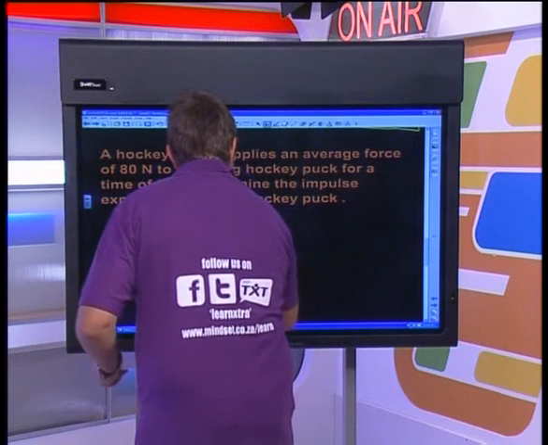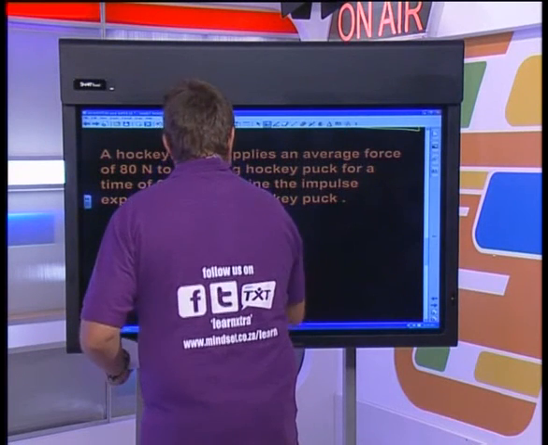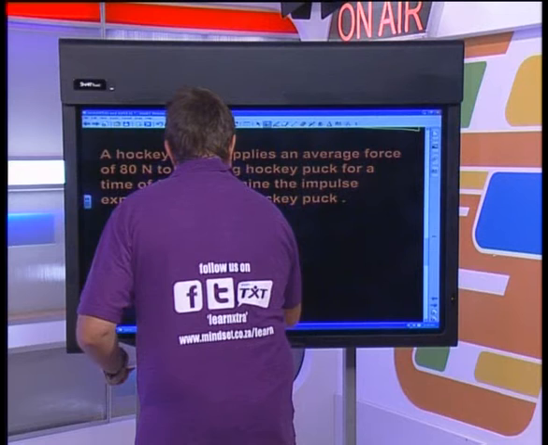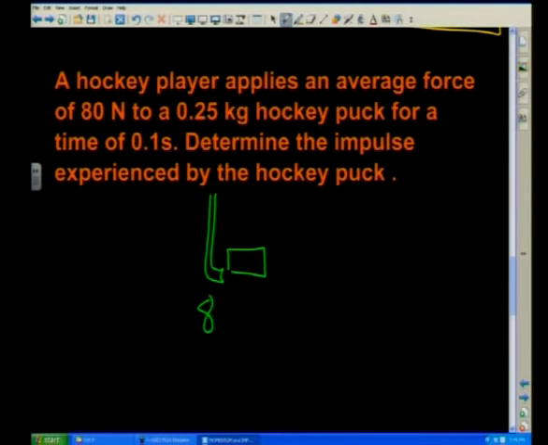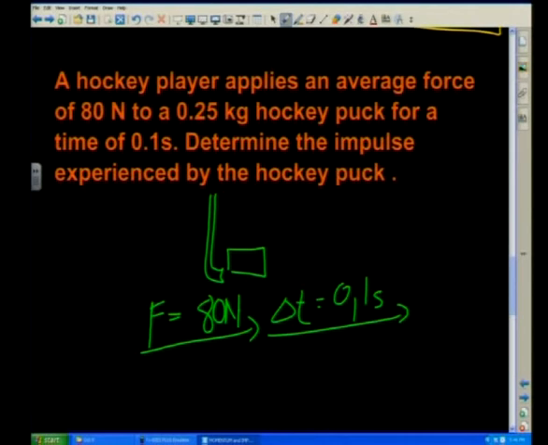And there's the ice hockey puck. It looks like a little rectangular object. Here's the hockey stick. Okay. And basically what's happening is that 80 newtons of force is being applied to that hockey puck, and the length of time that hockey stick makes contact with the hockey puck is 0.1 seconds. So there now, guys, is the force that's acting on the object.